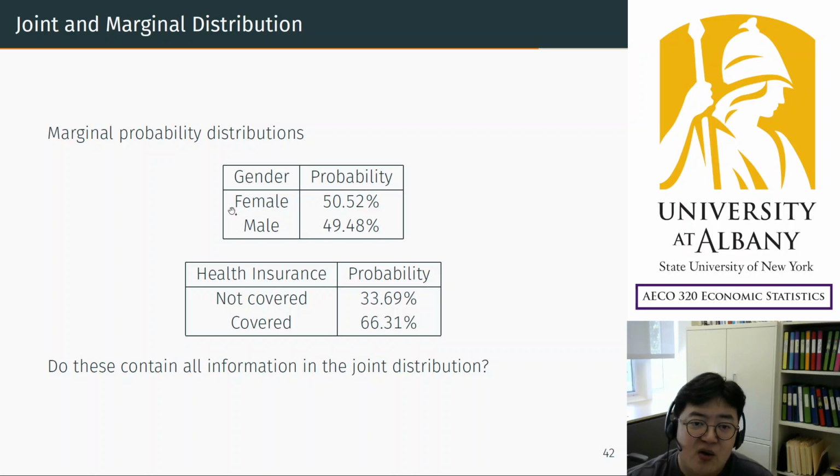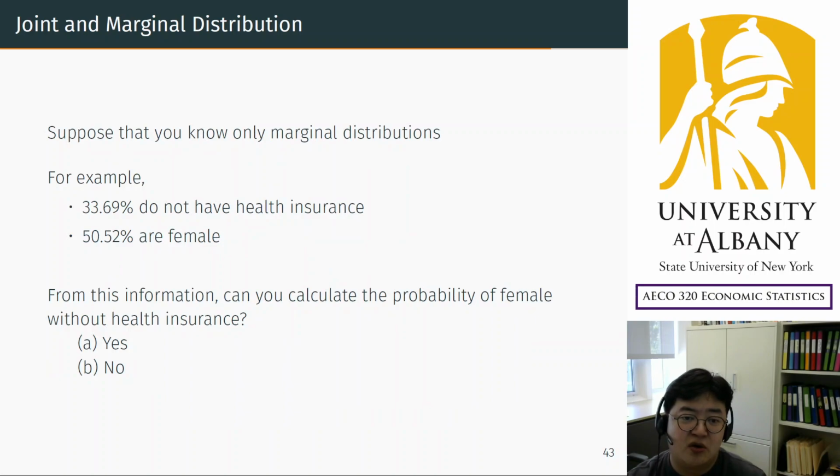Suppose that we have marginal distributions for gender and health insurance at the same time. We have this information. Then, can we recover the joint probability distribution? In other words, do these two marginal distributions contain complete information or not? That is a different question, right? The answer is no. The answer is no.